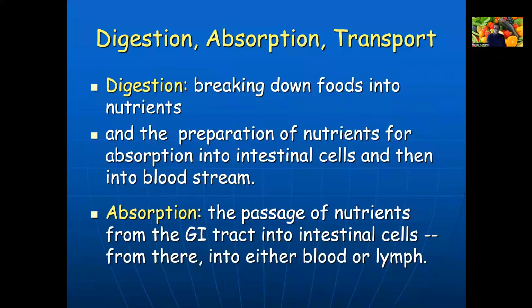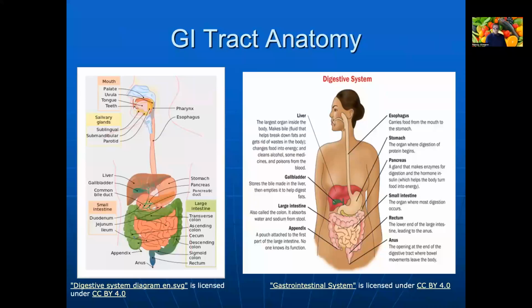Absorption is the actual movement of those small, tiny molecules, those nutrients, from the GI tract into the intestinal cells. And from there, the material will either move into blood, into the circulatory system, or into the lymphatic system. And that's actually a pretty interesting aspect of the digestion of fats. This gives you a couple of images of what the GI tract looks like. If you are going into anatomy and physiology and you happen to be in 132, A&P2, you'll be spending a fair amount of time talking about the specifics of the GI tract.